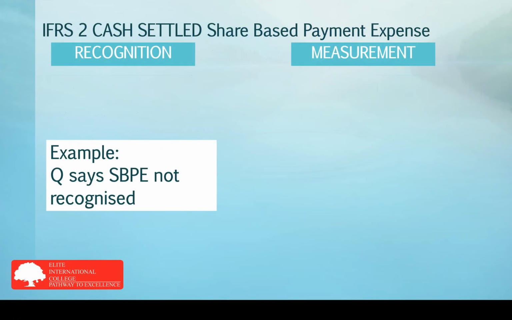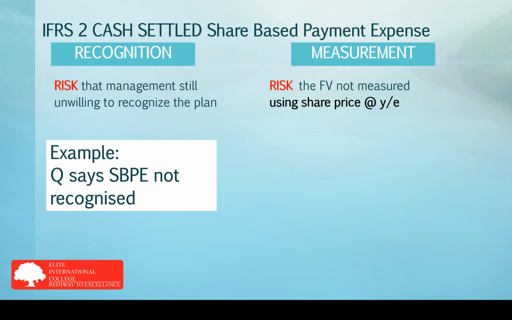So if the exam question says that the scheme has not been recognized, then what are the risks on the area of recognition? That they continue to not do that. The risk that they will not listen to the auditor, basically. And on the area of measurement, that they do not use the share price at the year end.